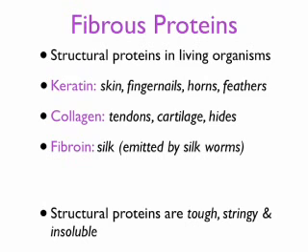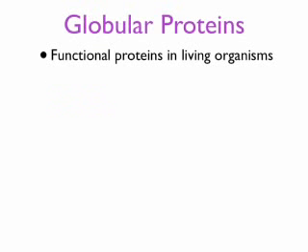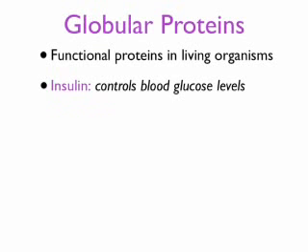Now, the second type of protein that we're interested in forensic chemistry is the globular protein. Now, globular proteins tend to be functional proteins in living organisms. In other words, they're involved in the basic functioning of the organism. They're necessary for the organism's survival. One such example is insulin. Now, this controls blood glucose levels. Of course, organisms or people that struggle to control blood glucose levels usually do so due to a lack of insulin, and so these people are a form of diabetics.